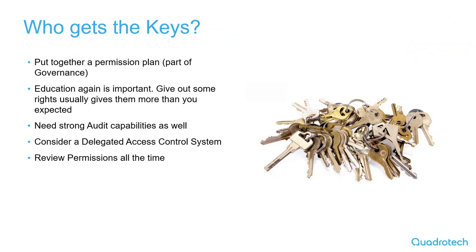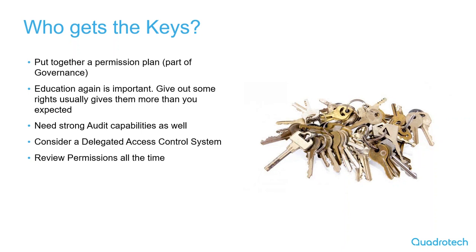So one thing you need to do is understand who gets the keys. As you go through your management planning, you need to put together a permission plan, which is part of your wider governance plan. The permission plan is where you set the guidelines of who has access to what. You have to really educate yourself. Education is crucial any time we do this stuff.